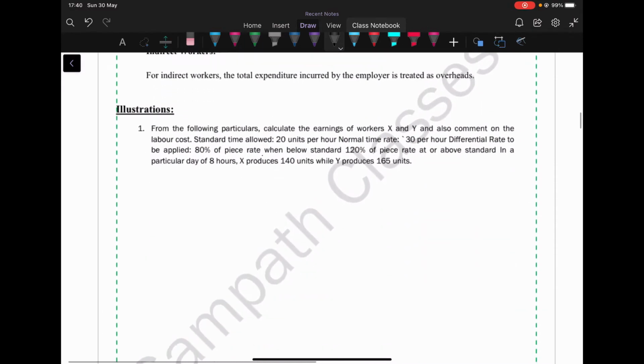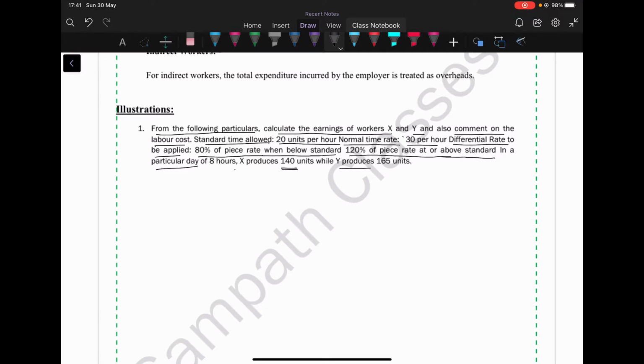First question. From the following particulars, calculate the earnings of workers X and Y and also comment on the labor cost. Standard time allowed is 20 units per hour. Normal time rate is given as 30 rupees per hour. Differential rates to be applied. What are the differential rates? 80% of piece rate when below standard, 120% of the piece rate at or above standard. In a particular day of 8 hours, X produces 140 units while Y produces 165 units.